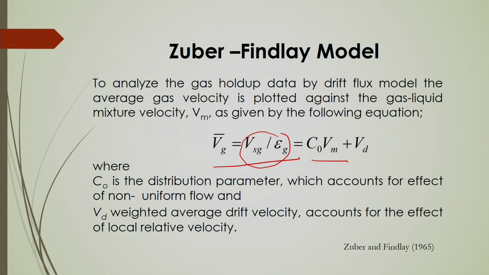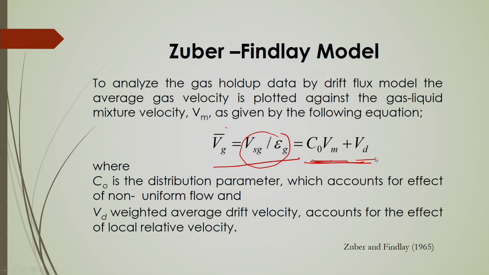According to Joubert and Freundlich, considering the interaction of the gas bubbles and the velocity distribution of the gas inside the reactor, they suggested that the actual velocity of the gas is a function of the mixture velocity, and it is a linear function. Based on that linear function, they defined Vg as equal to C0 into Vm plus Vd.